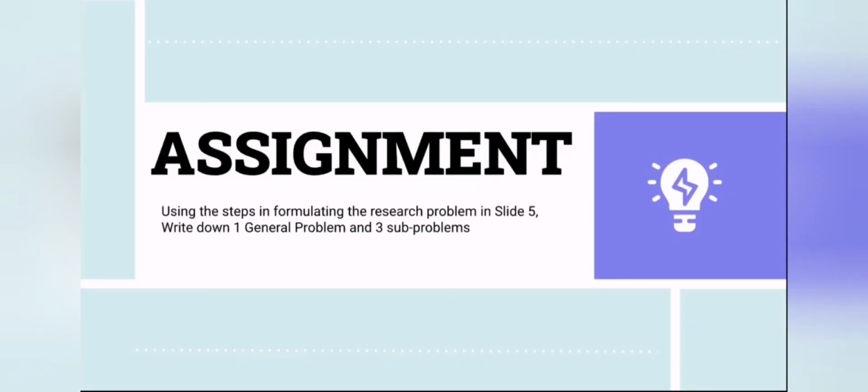Now, for your assignment, using the steps in formulating the research problem in slide number 5, I need for you to write down one general problem based from the title that you have created, and then three sub-problems for the same title, making it a total of four problems for your marketing research.